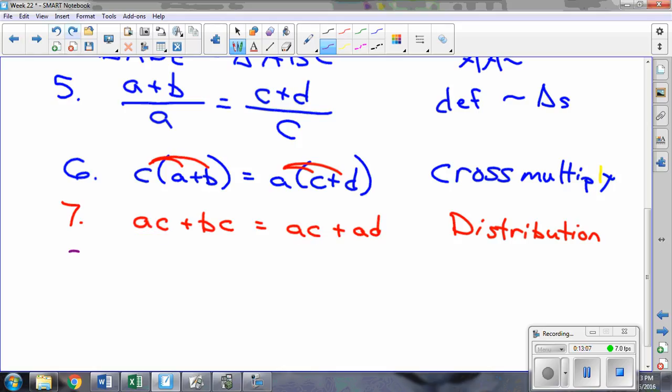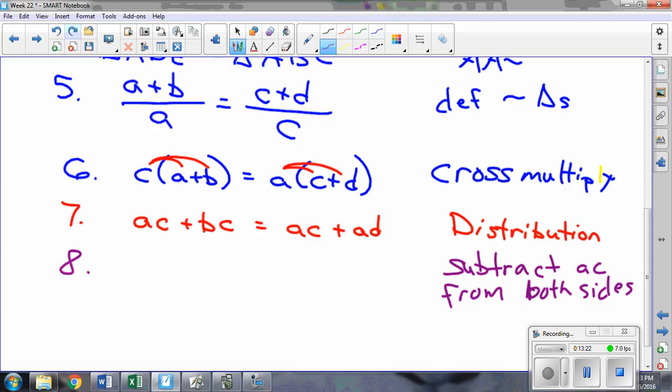If we subtracted AC from both sides, what do we wind up getting? Well, what happens if we were to subtract off AC and subtract off AC? Those things cancel, and what are we left with? BC equals AD. That's the next line that we will write out.